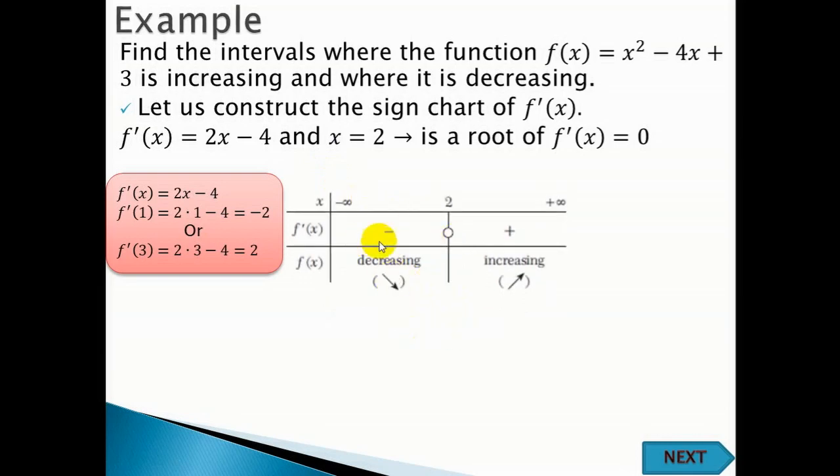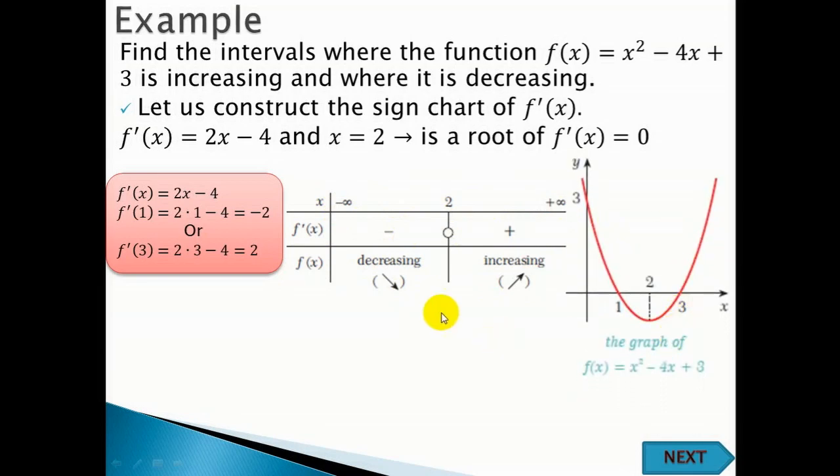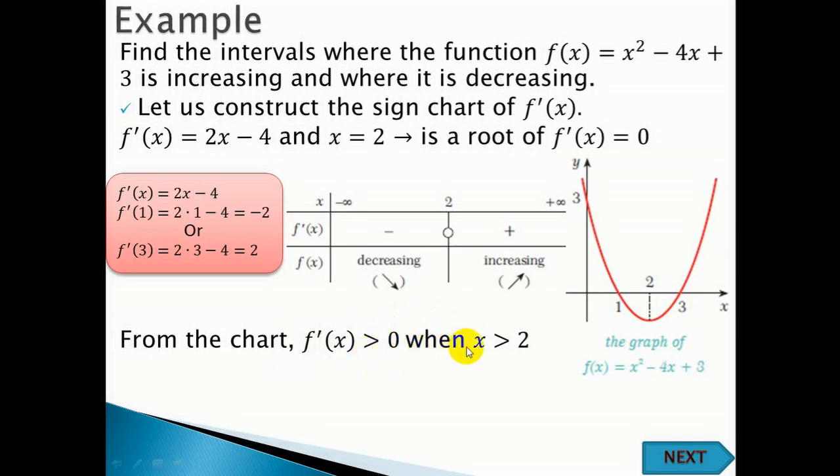So from the chart, when we take values less than 2, f prime of x is negative, and when we take values more than 2, it is positive. So f(x) is decreasing on the interval minus infinity to 2, where it is negative, and increasing from 2 to positive infinity. So this is the graph. From the chart, we know f prime of x is more than 0 when x is more than 2.